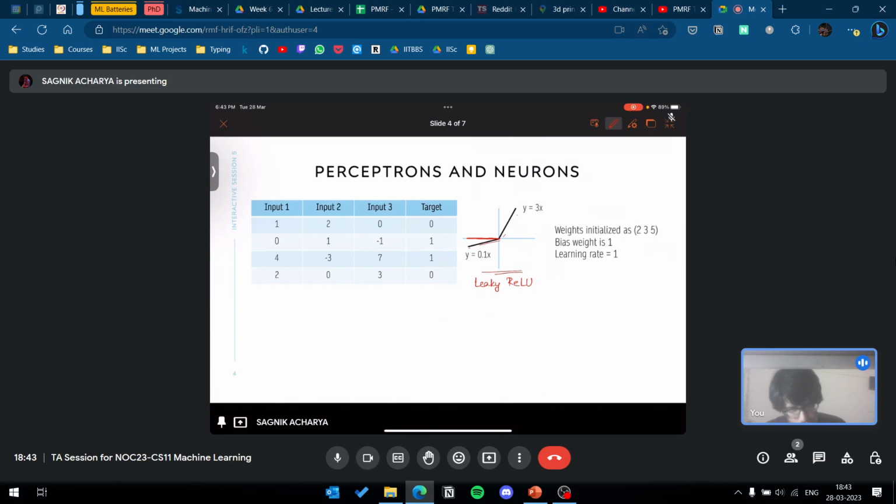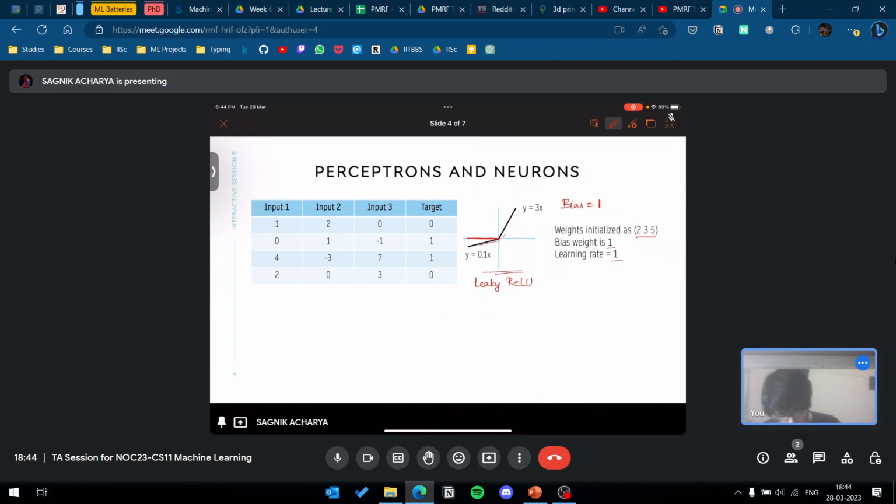So we have here that the weights are initialized as 2, 3, 5. The bias weight is 1 and the learning rate is also 1. I'm assuming the bias here to be 1 since it's not mentioned. Usually it will be mentioned in the question. So either the bias or the threshold will be mentioned in the question. So the bias weight is 1, learning rate is 1. I have my inputs here.